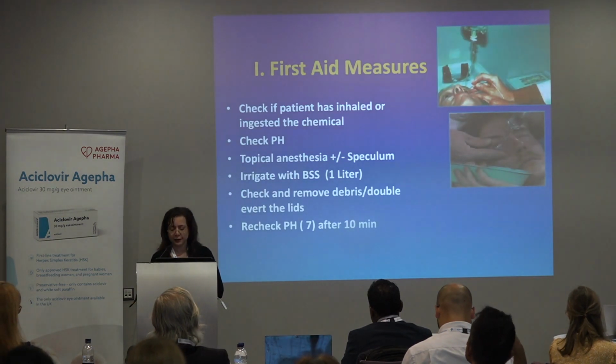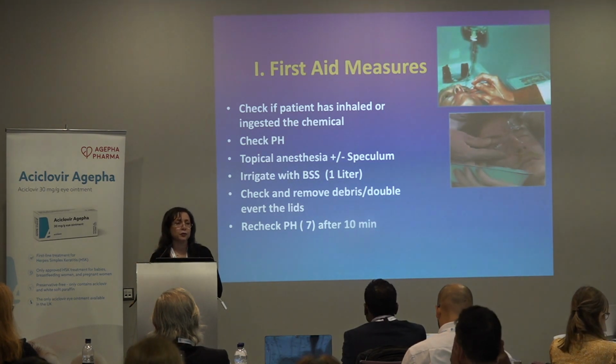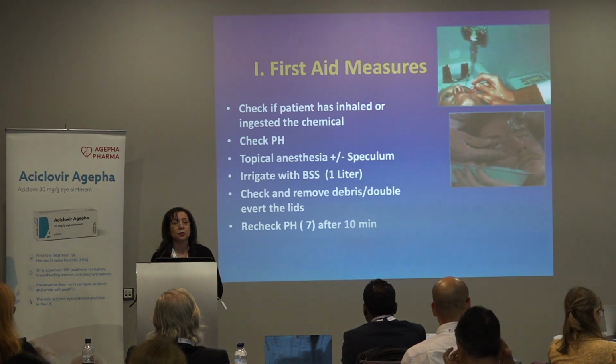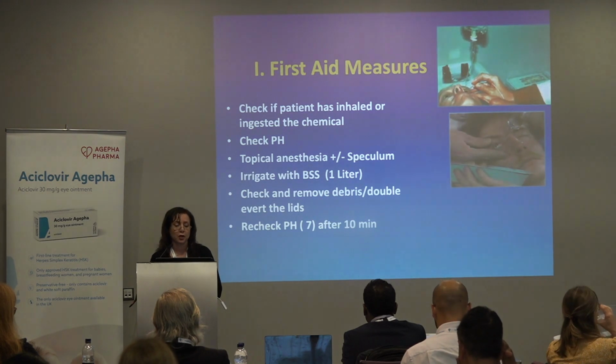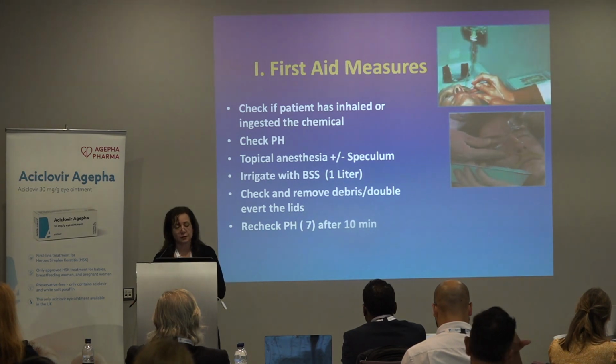The first aid measure, to irrigate, is very important. Because the eye is very painful, if you do not put in an anesthetic, they will close their eyes and the irrigation will not go in. So it is very important to put an anesthetic before you irrigate, and you irrigate probably with 1 liter of saline, checking the pH before and after irrigation. Remember, if there is any debris, it can continue to create problems and cause further damage to the eye. So you have to double invert the lids and remove any particulate matter, and then recheck the patient again after 10 minutes to make sure that the pH is 7.